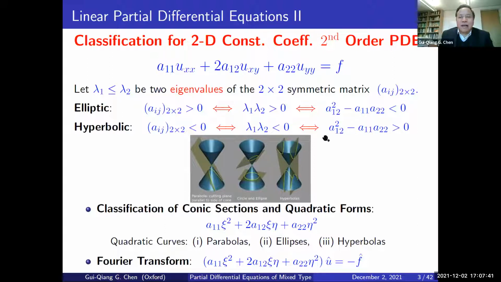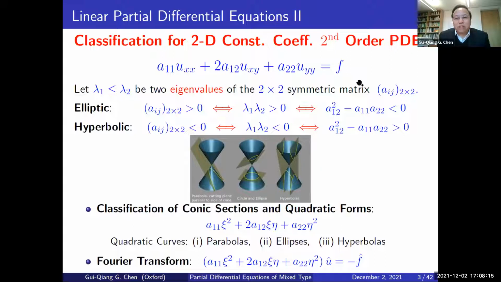This classification is just as we classify conic sections, the quadratic equations in algebraic geometry. Think about cutting these cones, then you get three different types of quadratic curves: parabolas, ellipses, and hyperbolas. This kind of classification can also be seen clearly through the Fourier transformation.